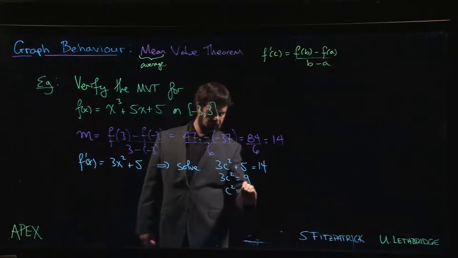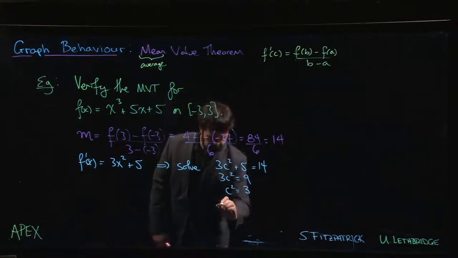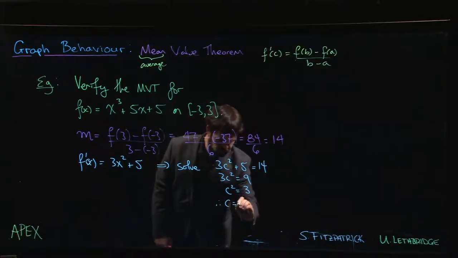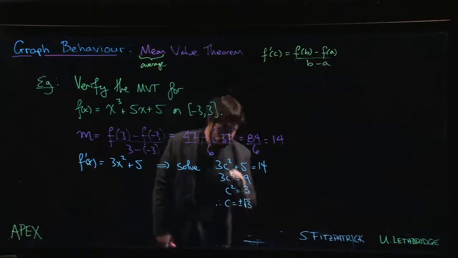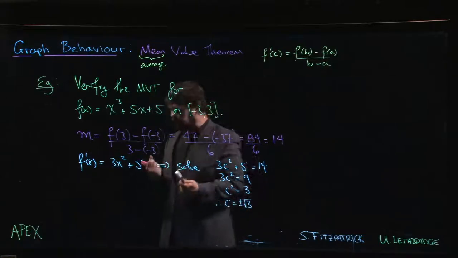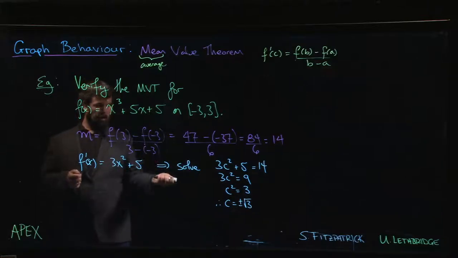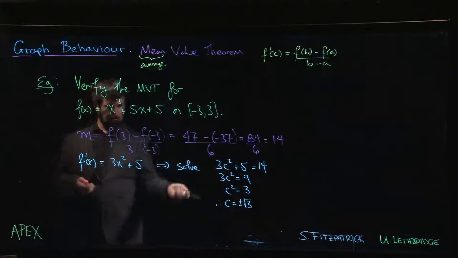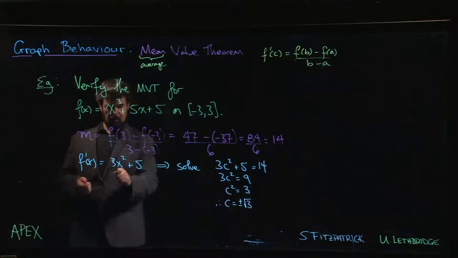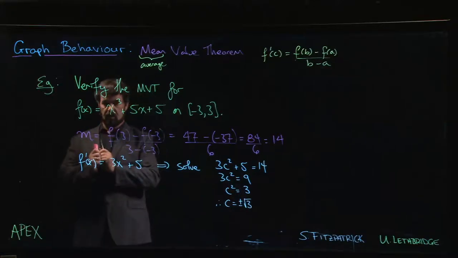c squared is 3. So that means that c should be plus or minus the square root of 3. So we do indeed find two values of c that work. If c is either plus or minus root 3, we put that in, square it, we get 3. 3 times 3 is 9, plus 5 is 14, which equals what we have for the average change.